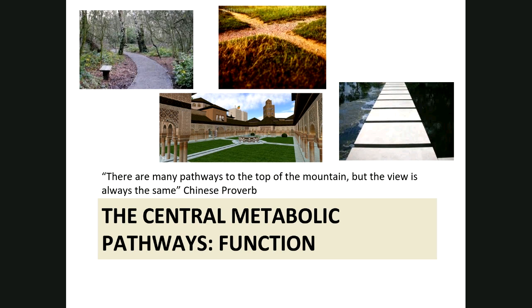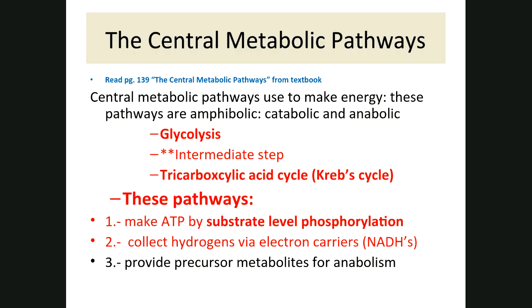So we're ready to move on to actual metabolism. There are three central metabolic pathways that we're going to look at. There's actually four that the book mentions, the pentose phosphate pathway, but we're not looking at the pentose phosphate pathway. So we're just going to concentrate on three. Those three pathways are glycolysis, the intermediate step, and the tricarboxylic acid cycle, which is also called the Krebs cycle.